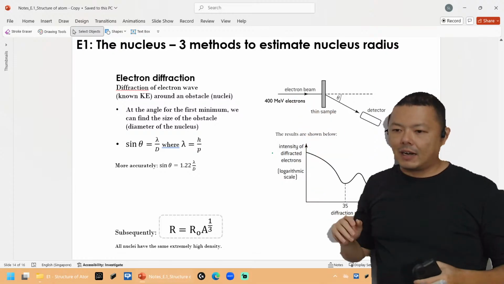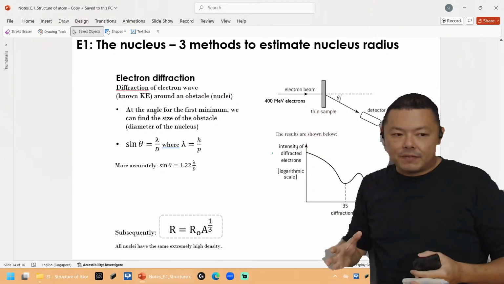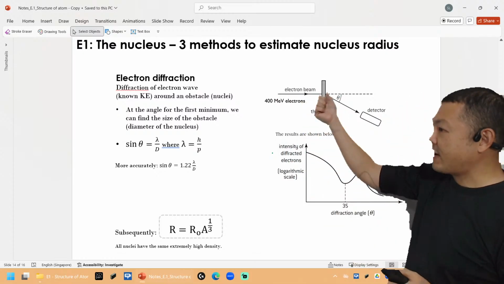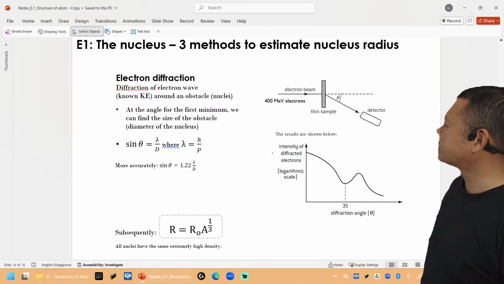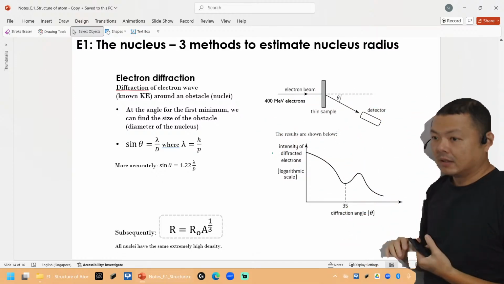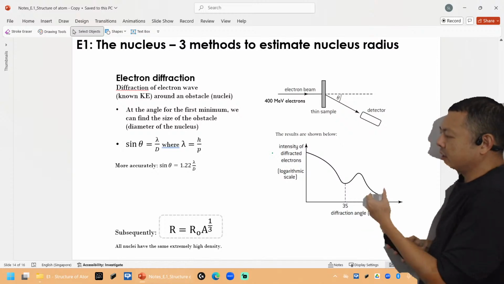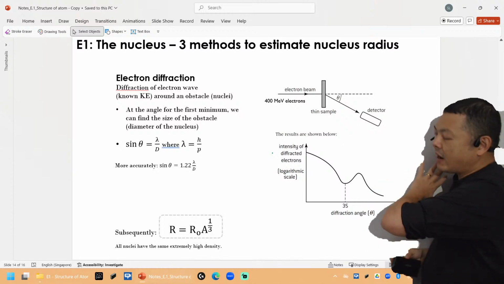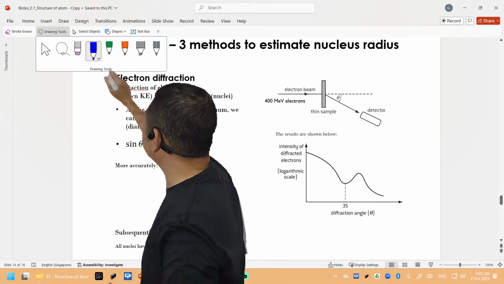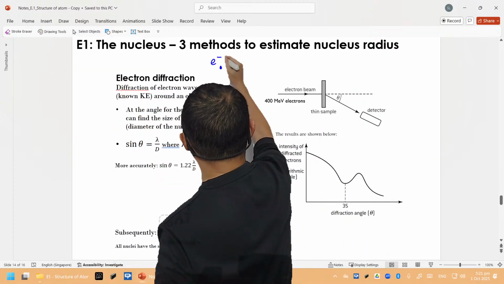Like a wave. It can behave like a wave, and then it can do diffraction, and help you find the size of the nucleus. So if you have no idea what's going on, or why it works like this, you better draw this in. The idea here is you have a beam of electrons.